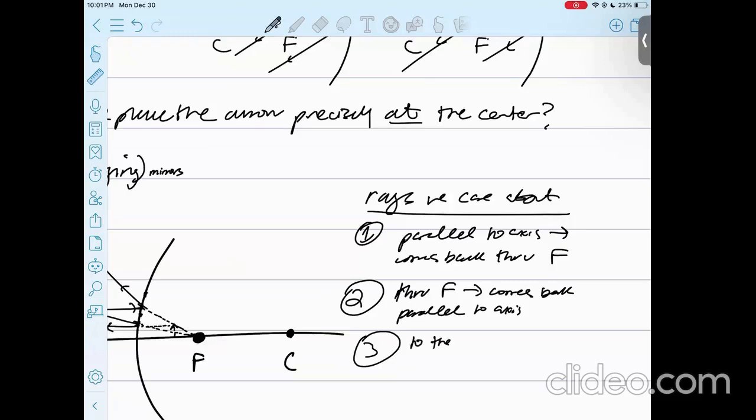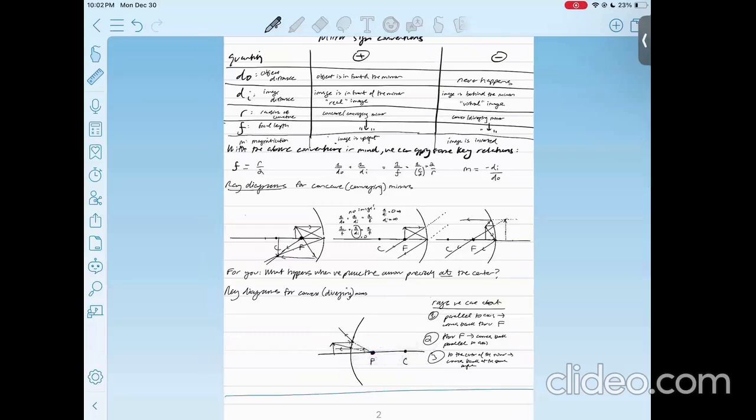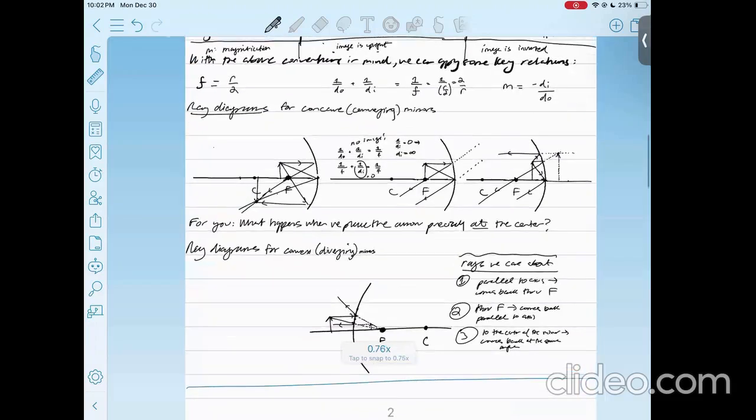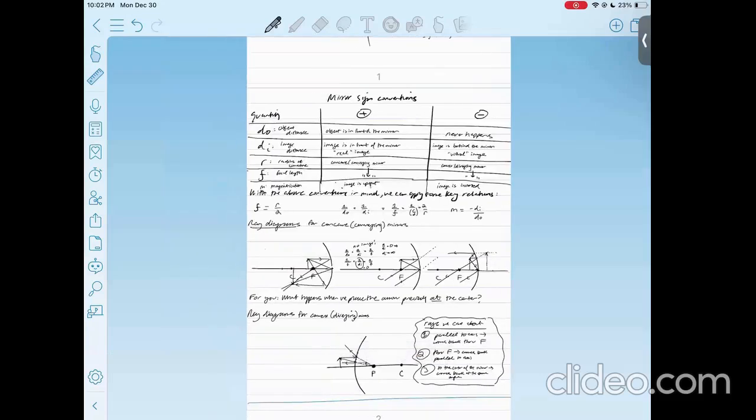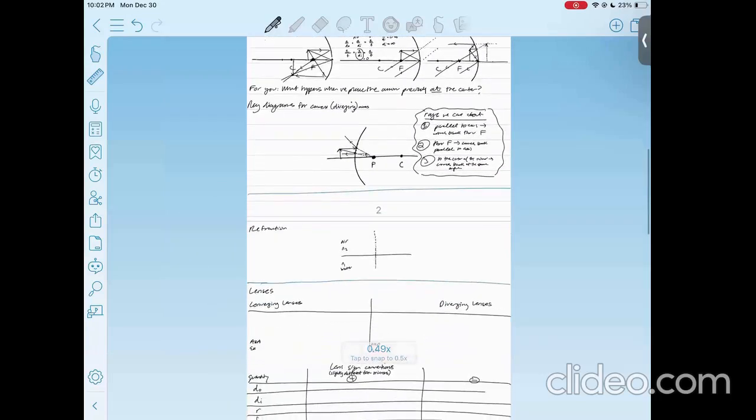The third one is the one that goes to the center of the mirror. This one comes back at the same angle. Okay. Let's give this a nice little border. And this is true for both concave and convex mirrors. Okay, so that's all we care about with mirrors.